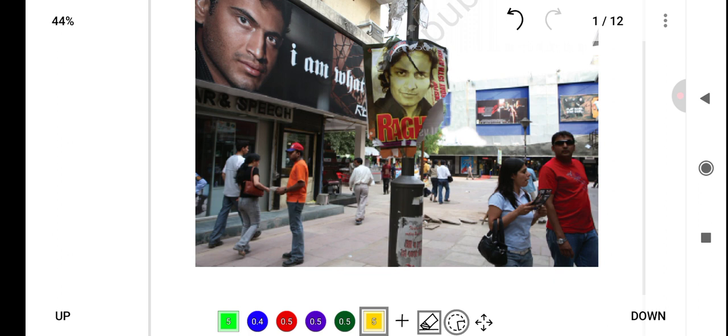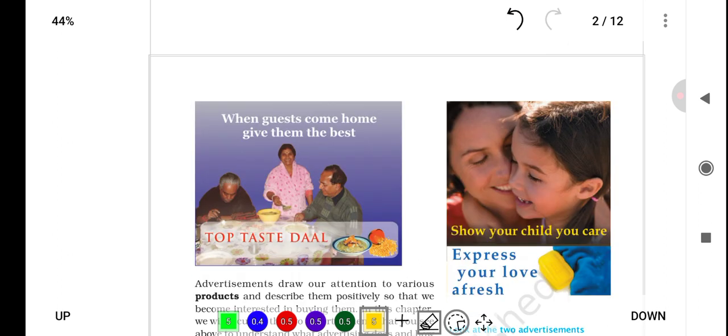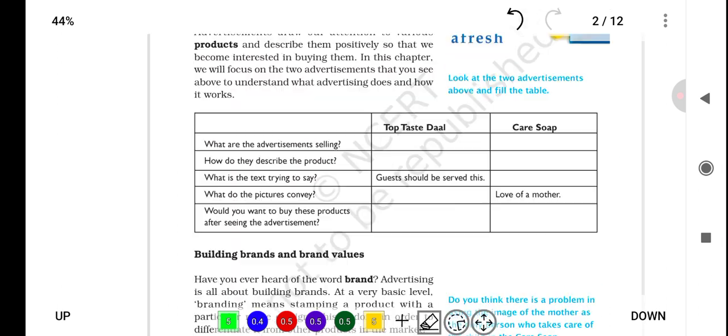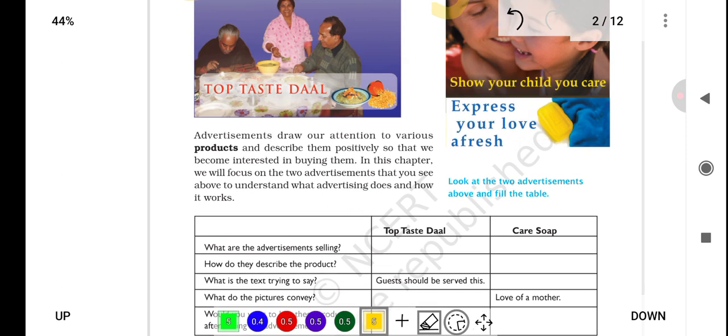You can see below how advertisements are pasted or are there around us, right? So here you can see two kinds of advertisement. This one is of a soap, this one is of dal. Advertisements draw our attention to various products and describe them positively so that we become interested in buying them. In this chapter, we will focus on two advertisements that you see above to understand what advertising does and how it works. So Top Taste dal and Care soap.